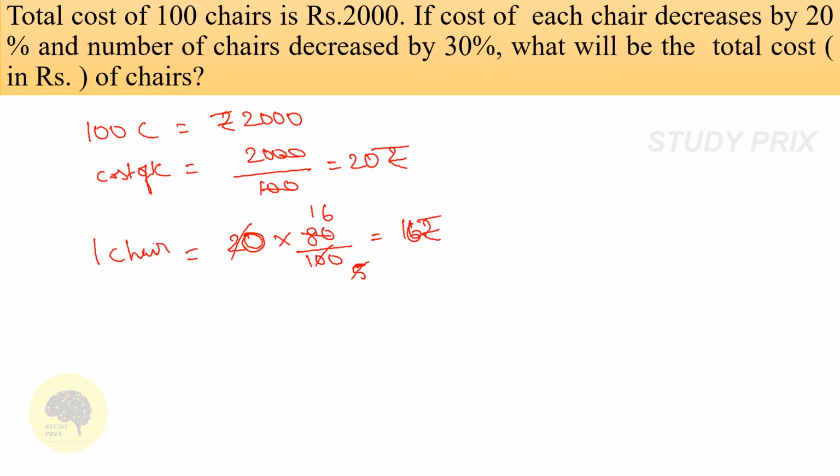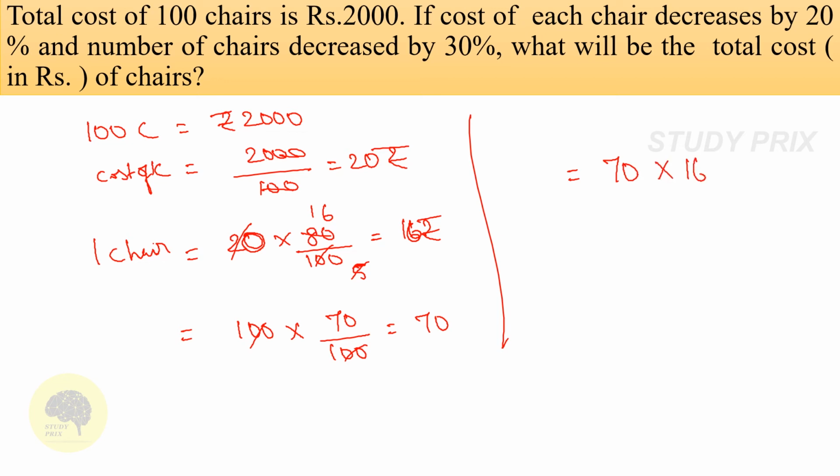Okay. And in the question it is stated that number of chairs decreases by 30%. Okay. Therefore, already 100 chairs are present. It is decreased by 30%. Therefore, 70% of the chairs only left. Therefore, there will be only 70 chairs. So, we have to find the total cost of the chairs. Total number of chairs left is 70. And the new cost for one chair is 16 rupees. So, 70 multiplied by 16, we will get 1120 rupees. Okay.